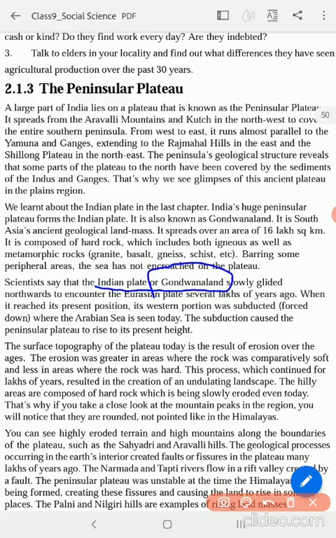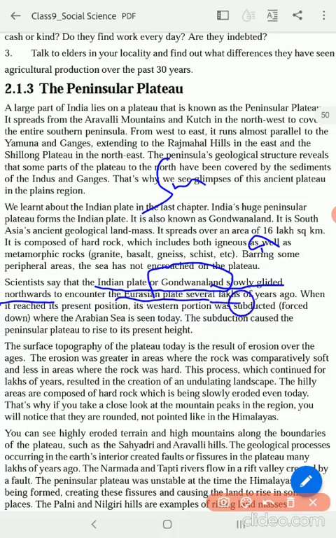This landmass slowly glided. You would have seen in the video how that landmass broke away from the great continent called Pangaea. It was one big landmass. It broke away from that landmass and slowly glides, meaning it moves in very slow strides, which we call gliding. It glided towards the north, and it encountered the Eurasian plate.